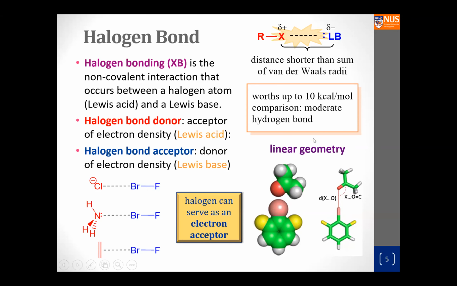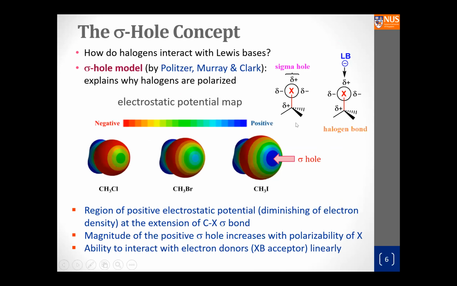Another very important feature of halogen bond, like hydrogen bond, is that it has a linear geometry. So it's kind of ideal for supramolecular chemistry. And what is interesting is that the linearity in halogen bond is significantly larger than in hydrogen bond.